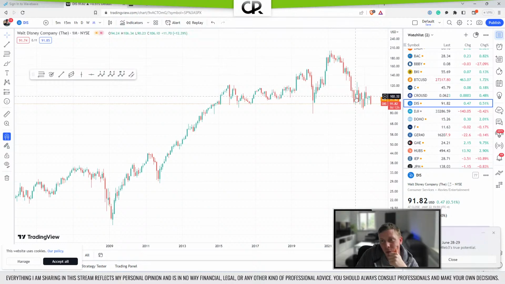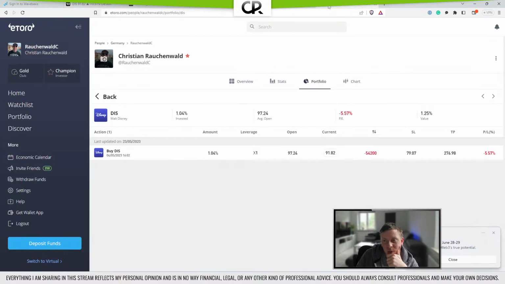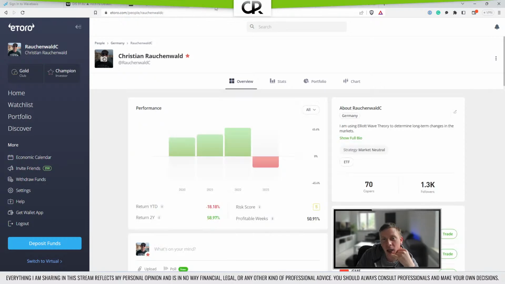Because 1, 2, 3, 4, 5. And then we would expect ABC to take us up to 1, 2, 3, 4, or 3, 4, to take us up to 120. Where's our take profit for that position? It's at 270. So we actually expect, okay, I'll have to revisit Disney.